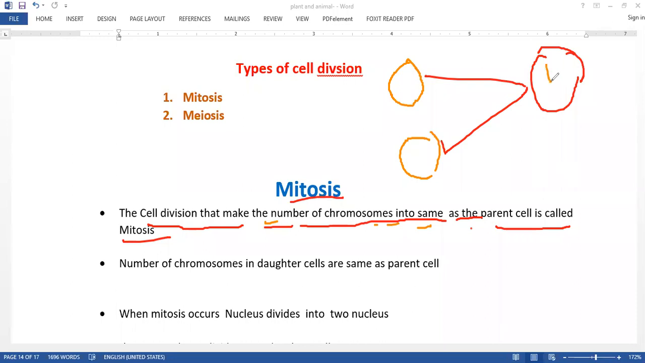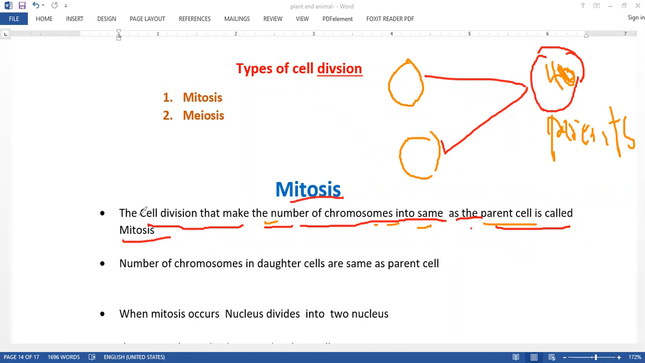The cell division that makes the number of chromosomes the same as the parent cell. For example, if the number of chromosomes present here is 46, in human, it is the same as the parent cell. For example, you can say this is a parent cell. Parent means the cell from which other cells are produced.